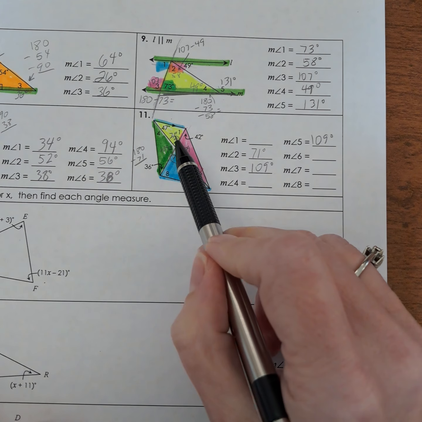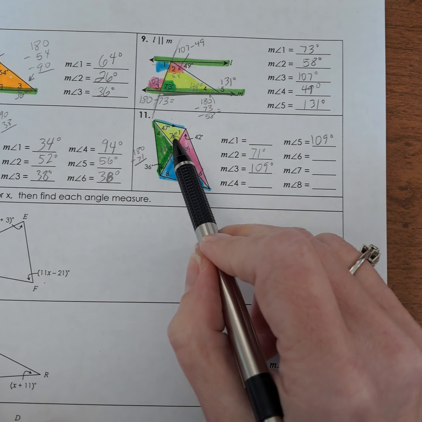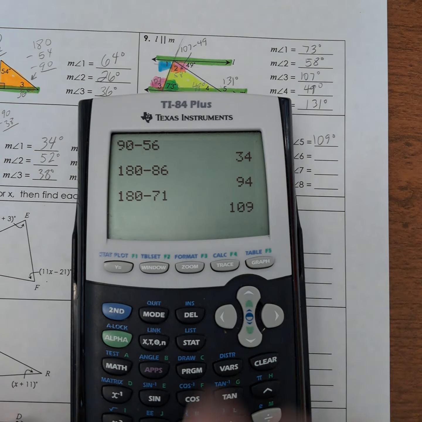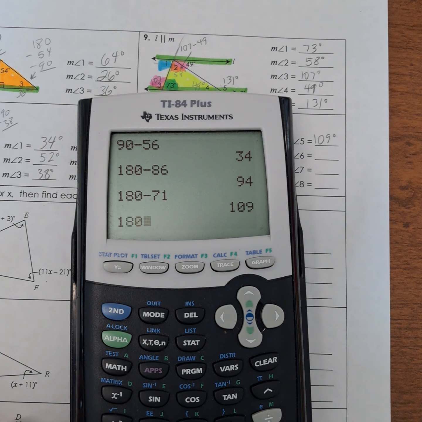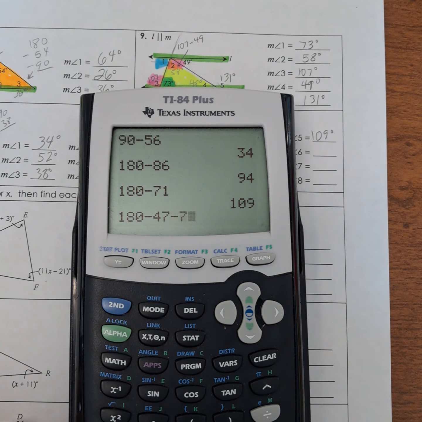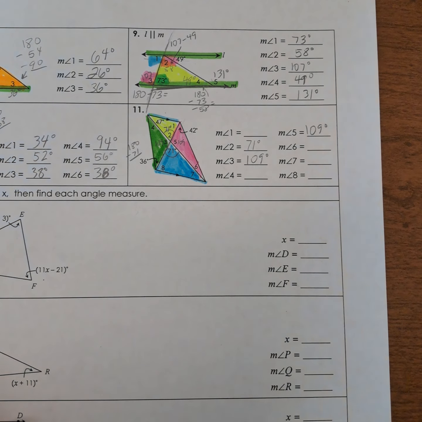All right, let's find angle 1. 180 minus 47 minus 71. I'm looking at this yellow triangle that I highlighted. 180 minus 47 minus 71. All right, there it is, 62. Angle 1 is 62.